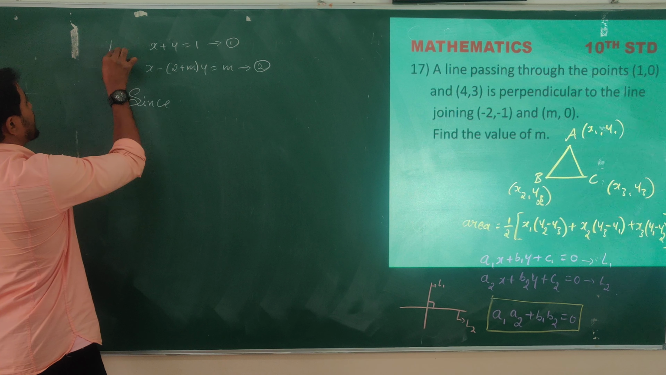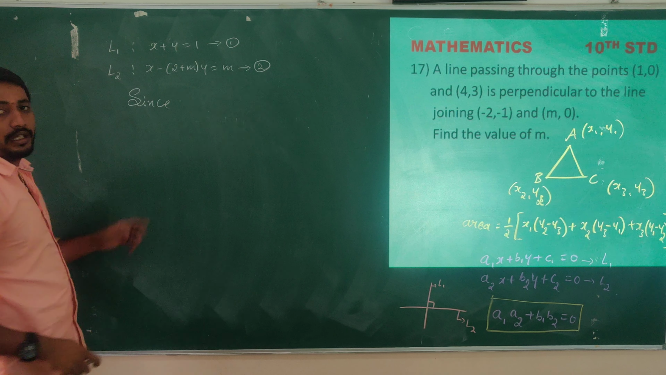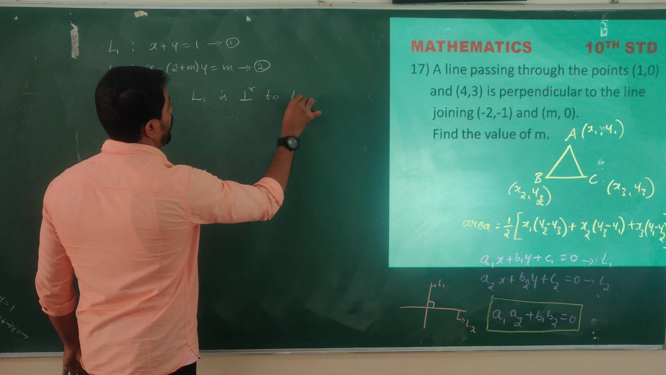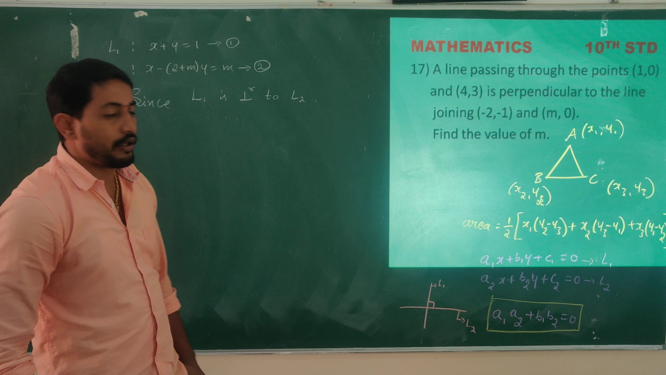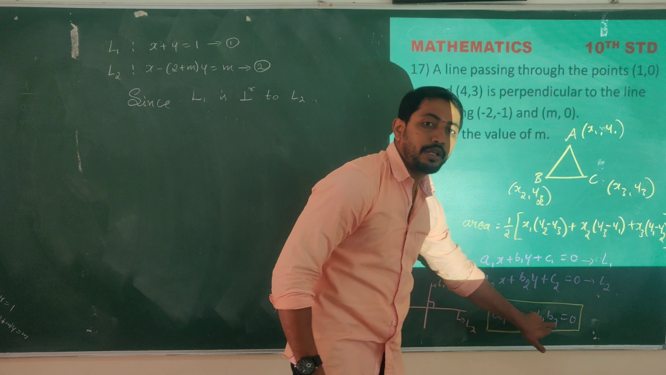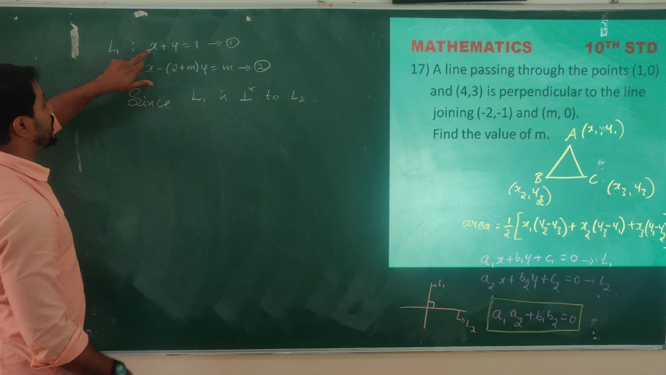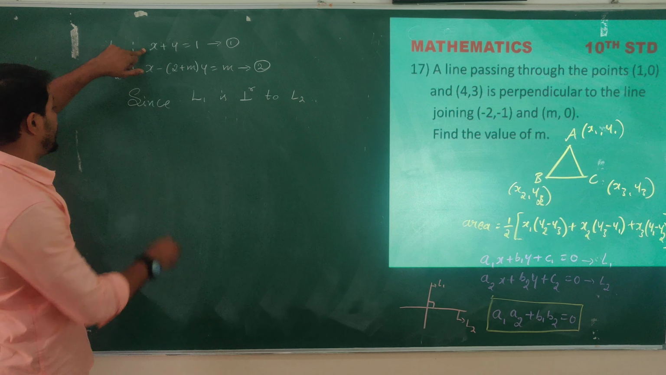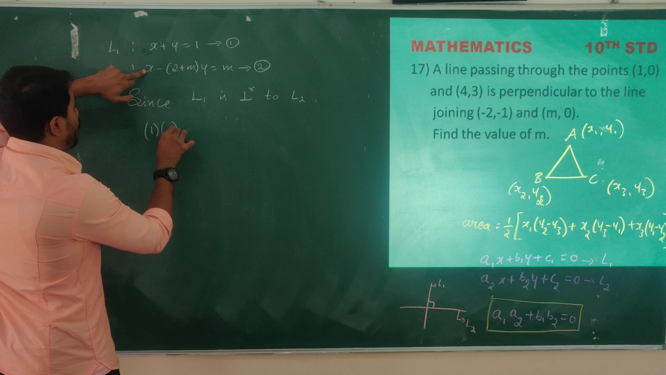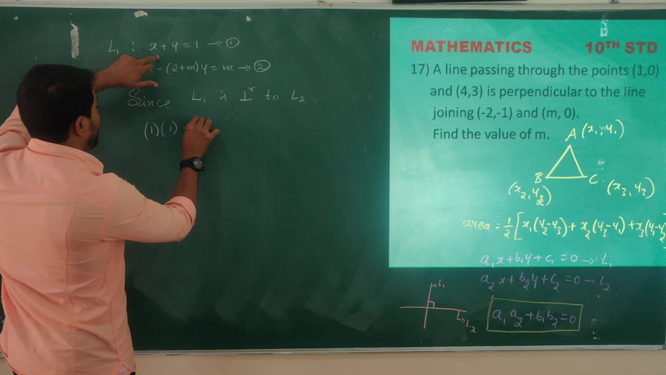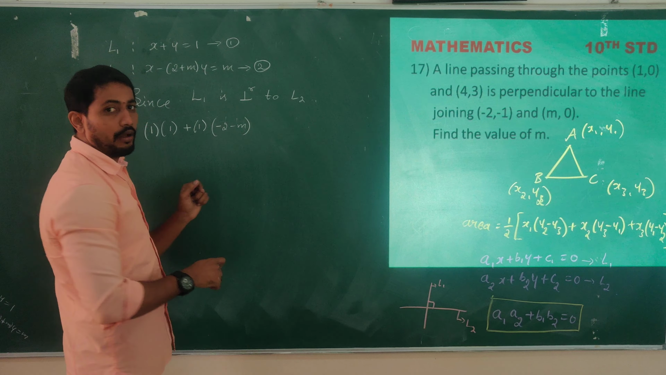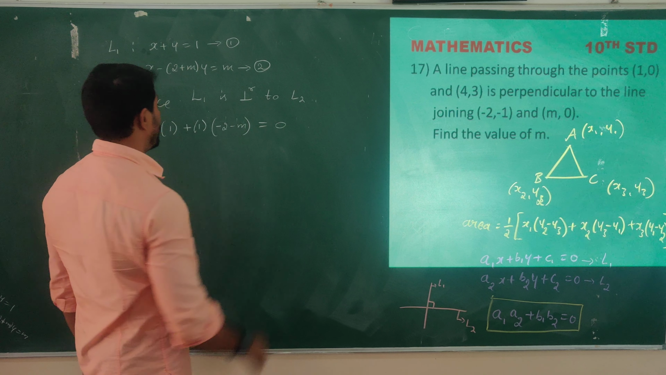Let me denote this as L1 and this one as L2. Since L1 is perpendicular to L2, it has to satisfy the condition: A1 A2 plus B1 B2 is equal to 0. Here the value of A1 is the coefficient of x in the first line equation, that is 1. A2, the coefficient of x in line 2, is 1, plus B1, which is 1, times minus 2 minus m. This is the coefficient of y in the second line.